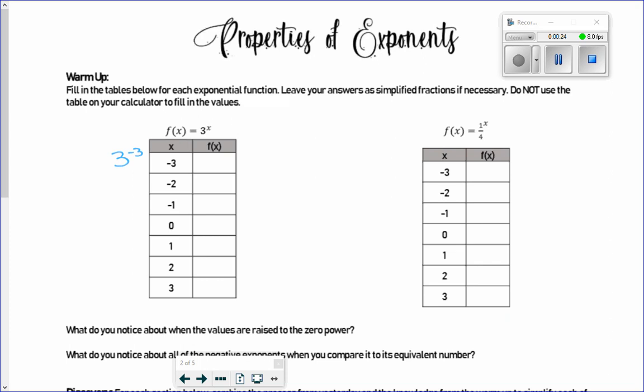And what is that going to be? 1 over 27. So I want you to do that for the rest of these. Fill in this table, and we'll go over it real soon.